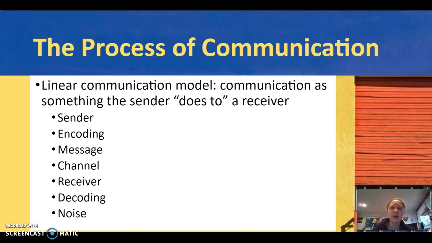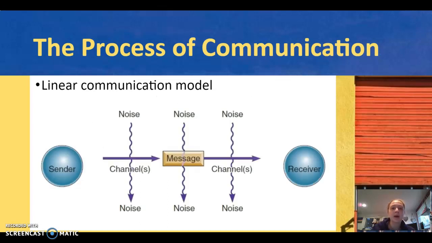And you'll notice that noise in the book doesn't mean always noise as we think of it as hearing noise. It's noise as in things that distract you from communicating well, which can include noise, but not always. Okay, so this is the model for the linear type of communication.